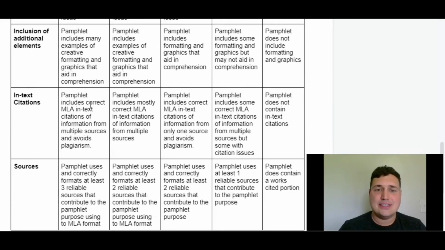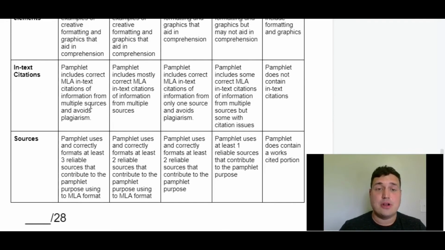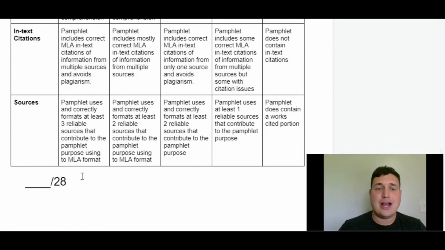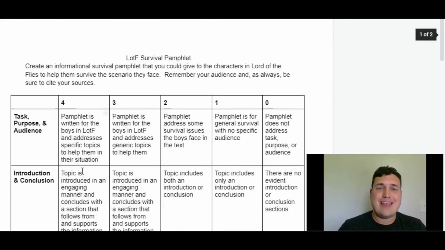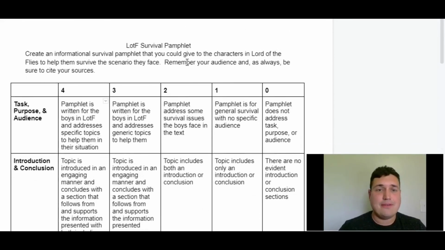We have in-text citations, that way we can tell where things came from, avoiding plagiarism, and also having sources. We're going to have a portion on that where students can cite their sources. So we're using that research skill of making sure we're saying, hey, I got this from here, and here's how you find it. And I have here MLA format. You could change this to another format if you want to work with that. I don't want to introduce a new format at this point for my students, but you're welcome to do that. And that is my survival pamphlet here.